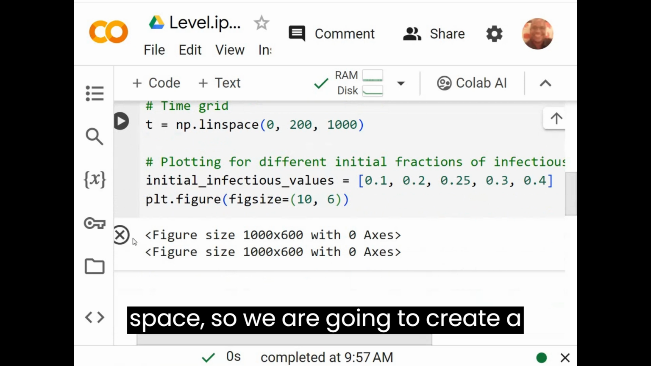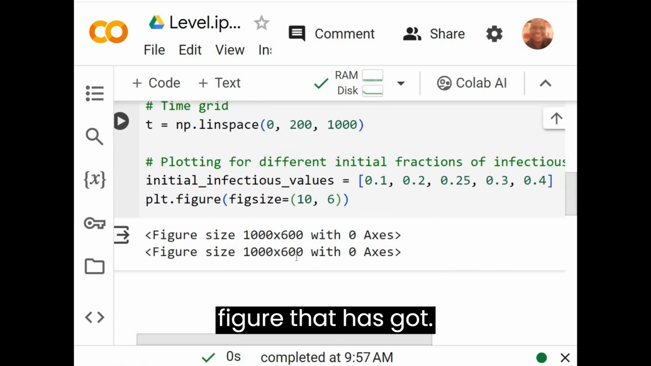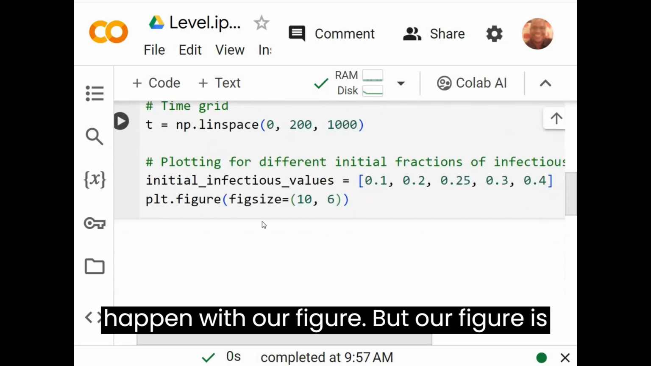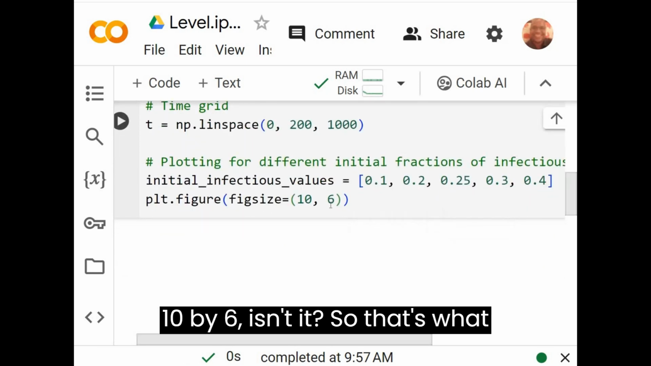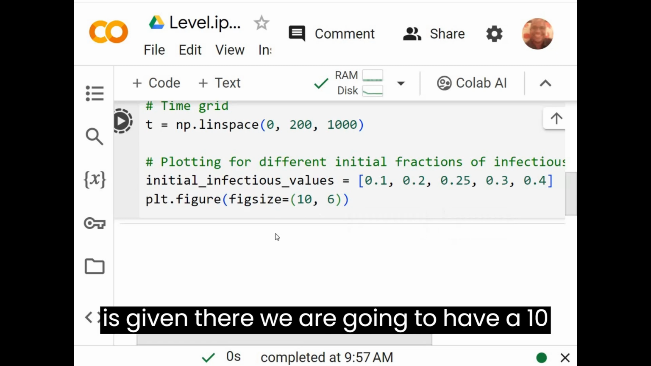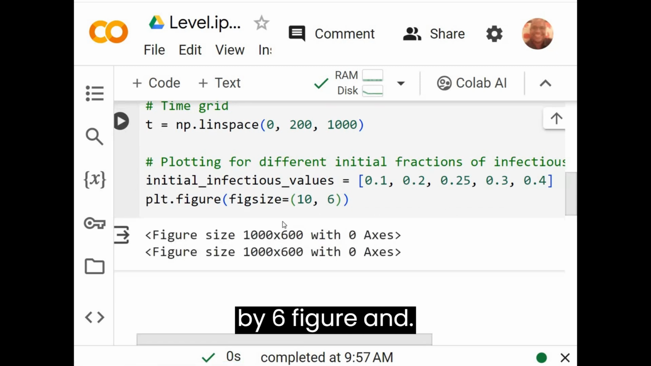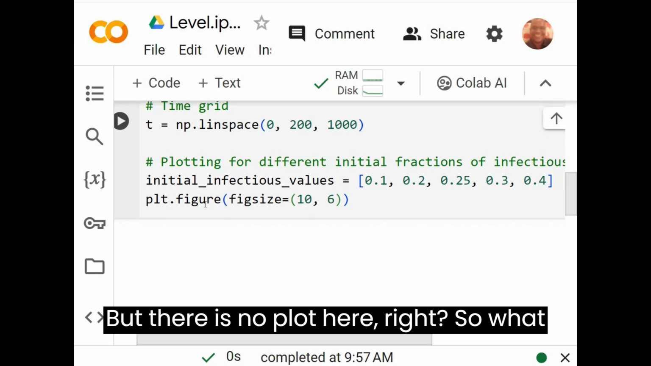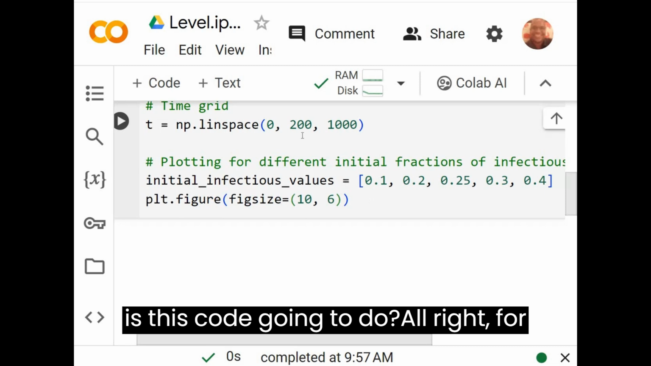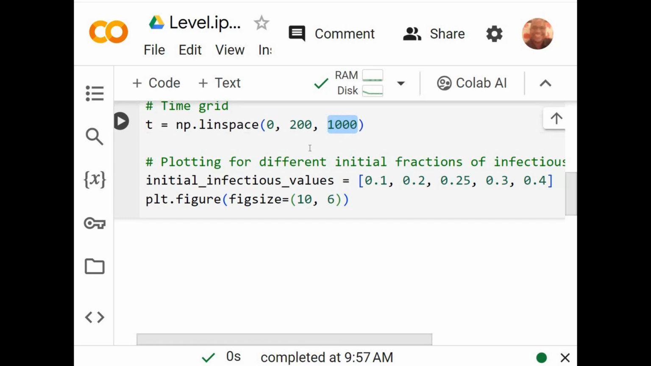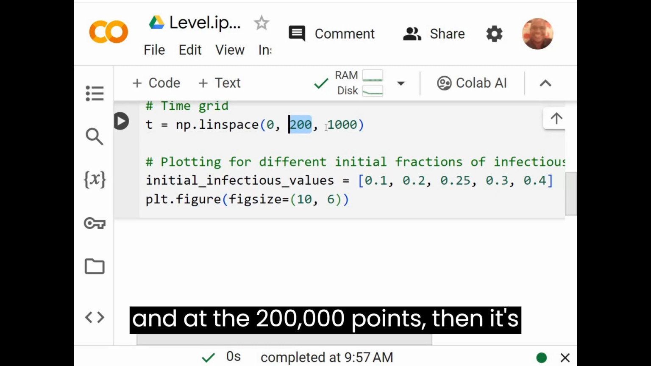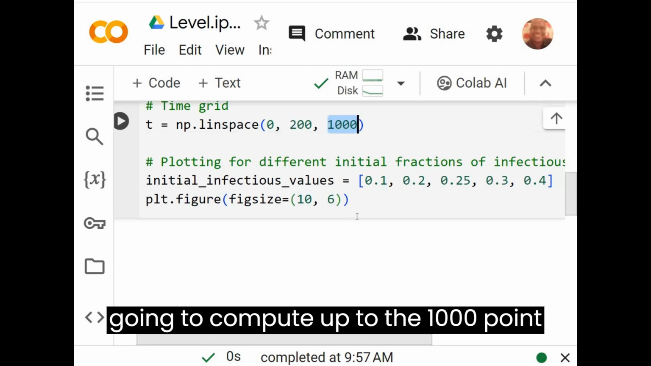So we are going to create a figure, and this is just output telling us what is going to happen with our figure. But our figure is 10 by 6, isn't it? So that's what is given there. We are going to have a 10 by 6 figure, but there is no plot here. So what is this code going to do? For 1000 time points, it is going to compute from 0 to 200, and at the 200th time point, then it's going to compute up to the 1000th time point.